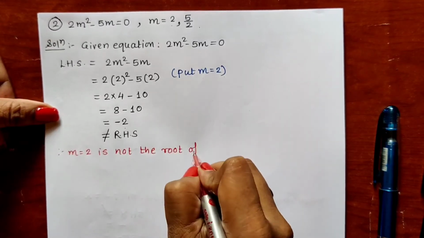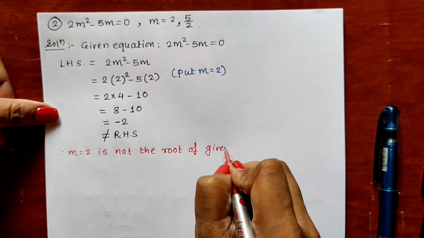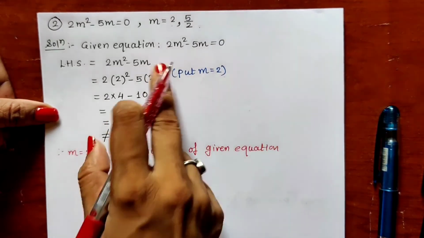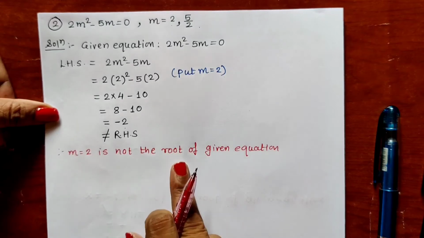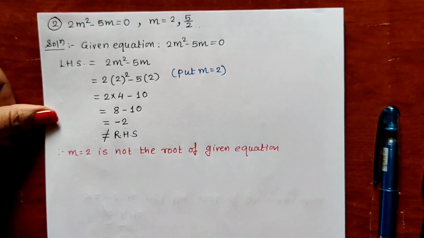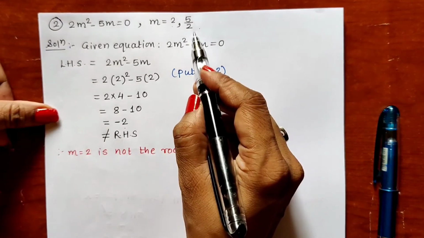root of given equation. Instead of writing given equation, you can write the equation m is equal to 2 is not the root of 2m square minus 5m is equal to 0. In this way also you can write. Now let us check for the second value, m is equal to 5 upon 2.